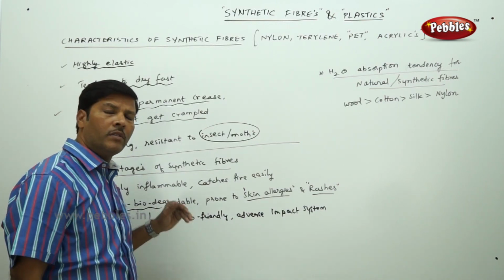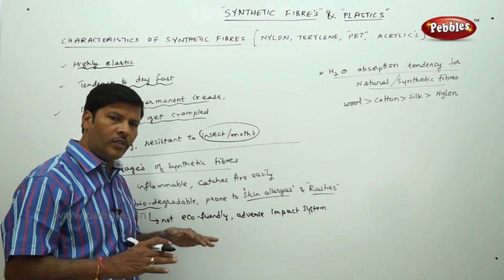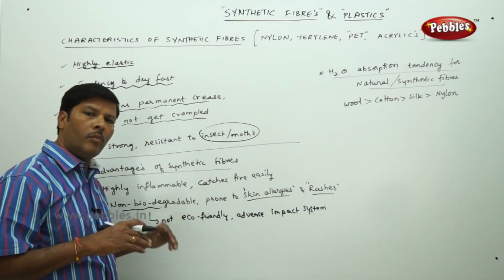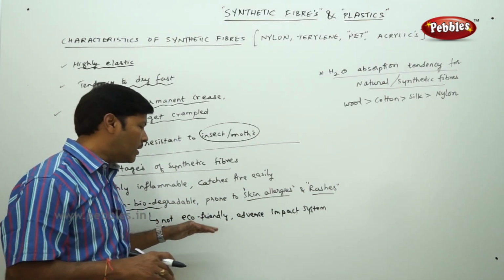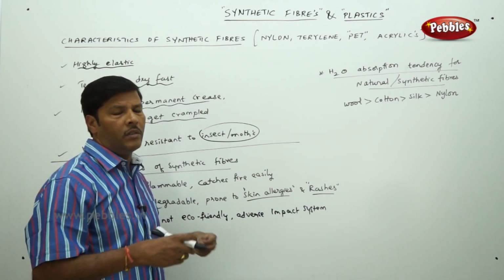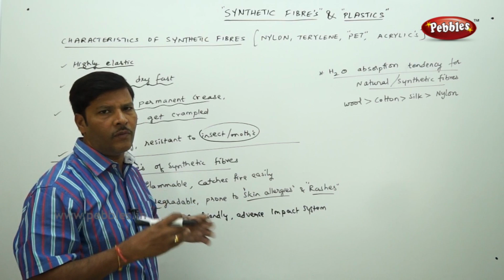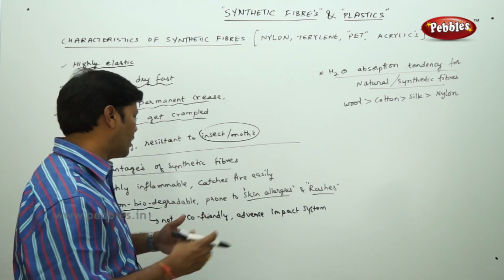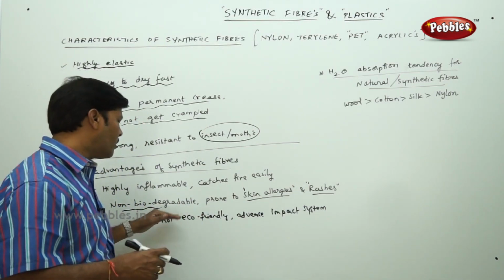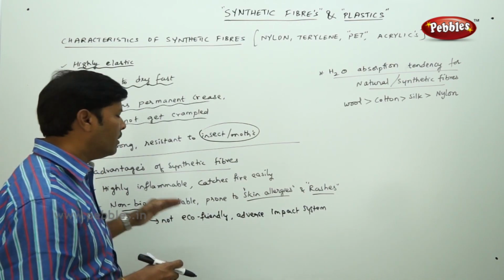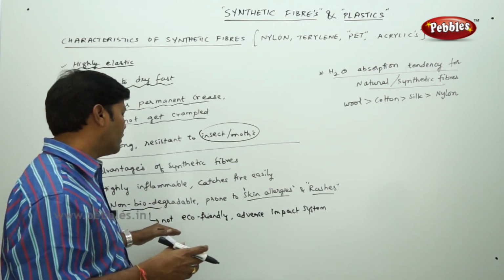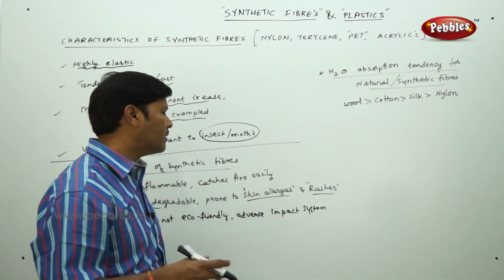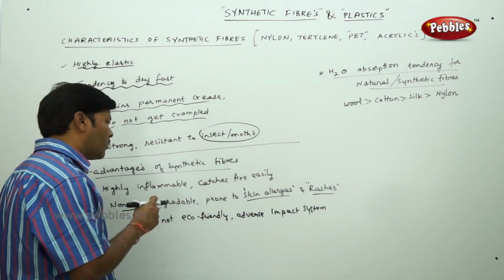If these synthetic fibers are stored in trash, in a trench under the surface of the soil, then it takes a number of years to get degraded. But naturally occurring fibers are easily biodegradable, and within a few days they sink into the soil and can be converted into useful manure. But synthetic fibers are non-biodegradable. They will take a number of years to biodegrade. That is why they are not eco-friendly, and they cause an adverse impact on the ecosystem. That is what we have to keep in mind.